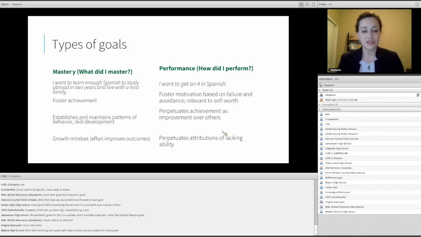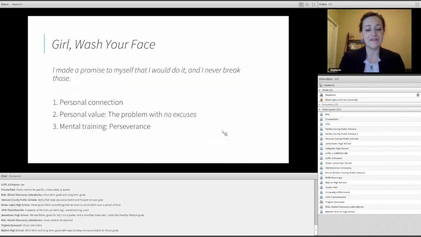Whereas with mastery goals, our frame is completely different. We're focused on enduring achievement, establishing patterns of behavior and skill development, and a growth mindset really starts to develop when we have these mastery goals instead of a fixed mindset.